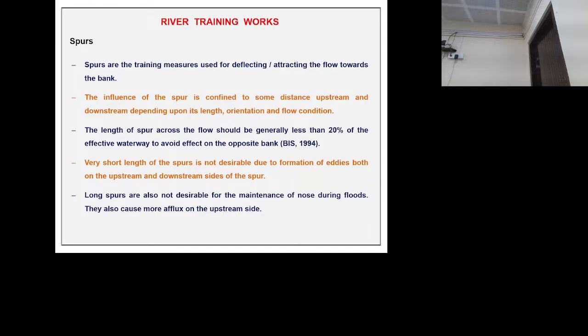So if you want to divert water to the bank, suppose a holy place is there, some temples are there, some ghats we have constructed here. Water is not coming this way. So by constructing this attracting spur, water will be attracted by this spur and the purpose of the spur will be served and water will come here. The use of this spur will be that they will use water.